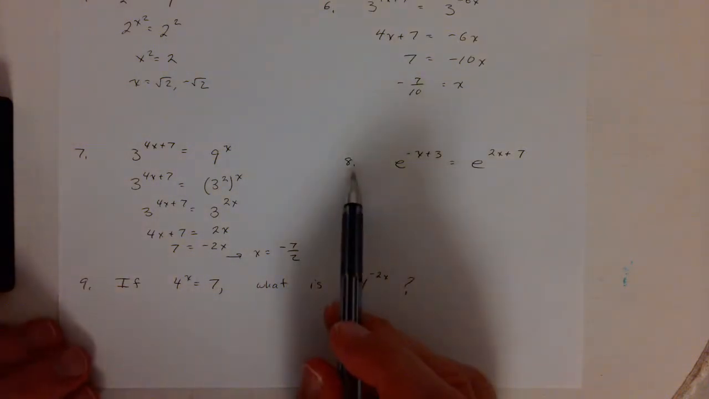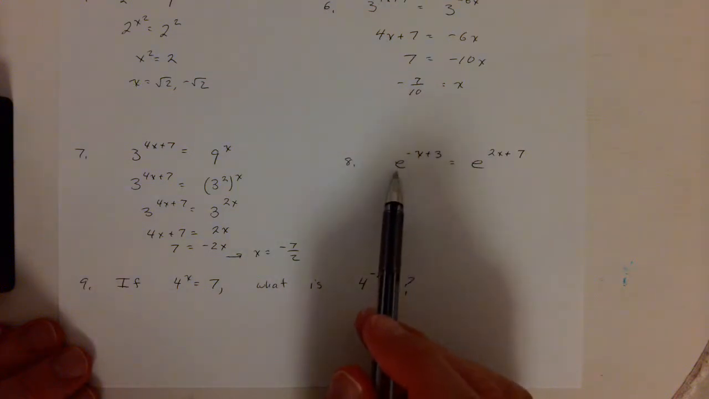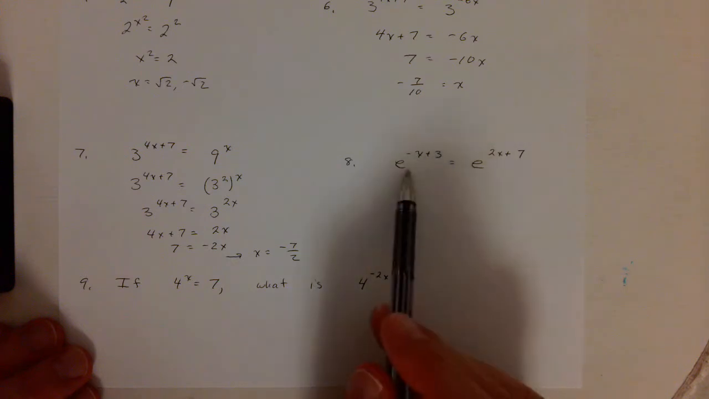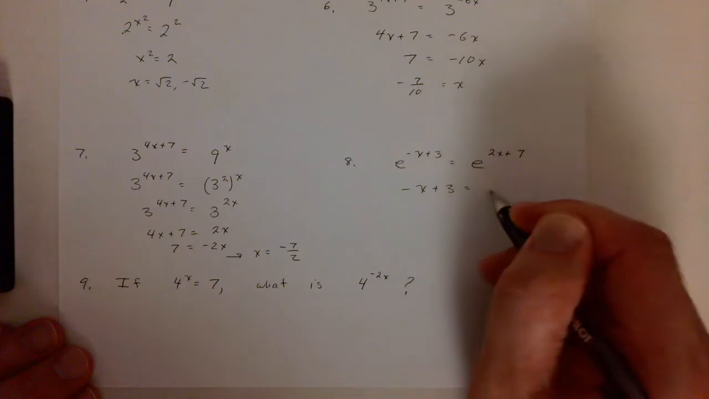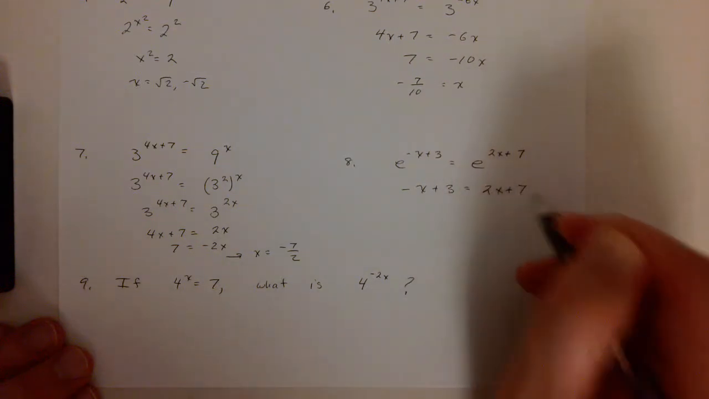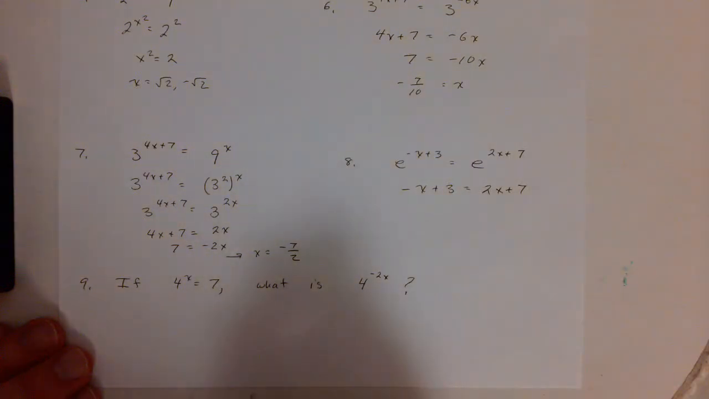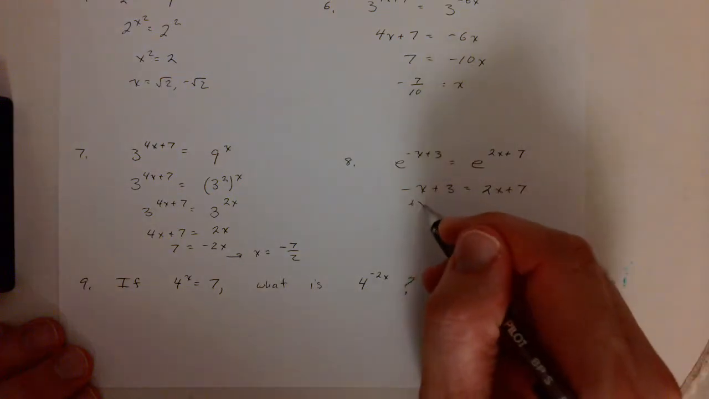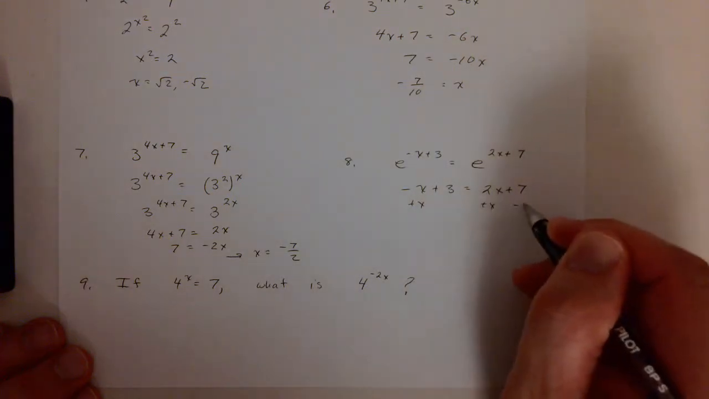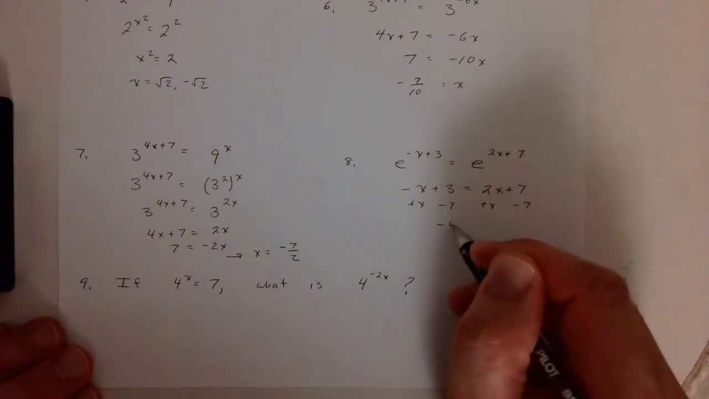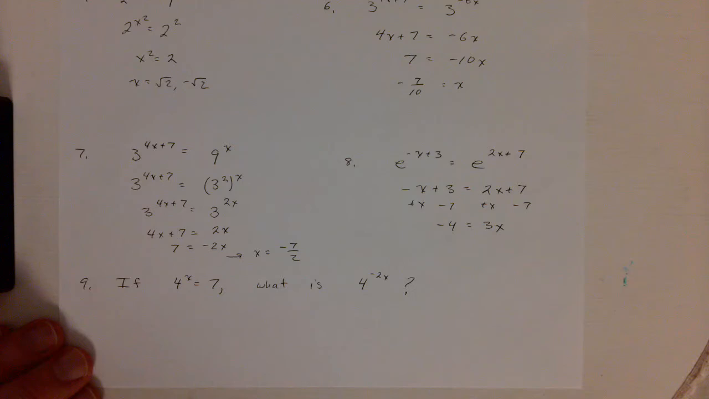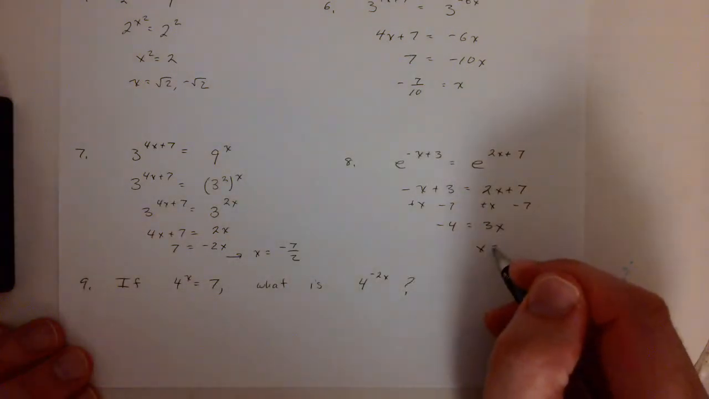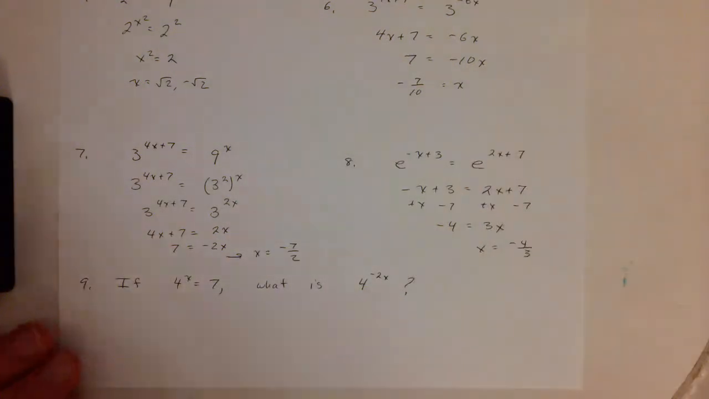Something similar happens with 8. Don't be scared of the e. The good news is there's an e on each side. That's our base, so we can just drop the bases and we get minus x plus 3 equals 2x plus 7. Add x to both sides. Subtract 7 from both sides. Get negative 4 equals 3x. So x is negative 4/3. I hope.